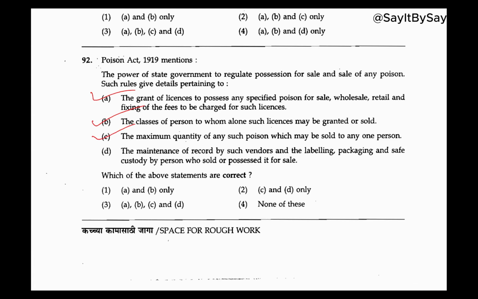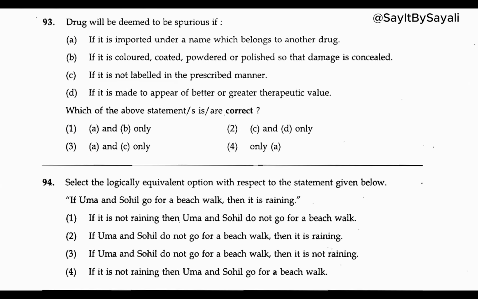Correct. D. The maintenance of a record by such vendors, and labeling, packaging, and safe custody by a person who sold or possesses it for sale. These all are correct under the Poison Act. That's why the correct answer is 3, A, B, C, D. All are correct.